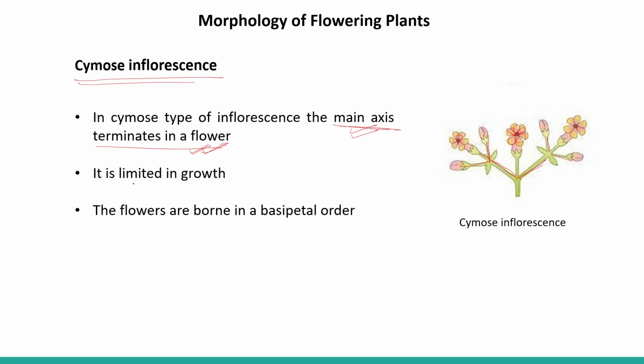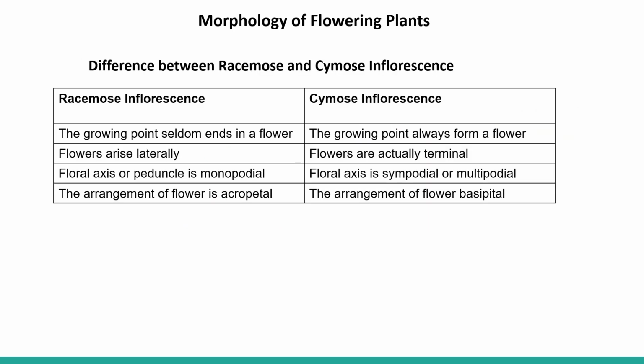So it is limited in growth. It is not growing continuously. The flowers are borne in basipetal order. Here you can see the mature flower is at the tip and the new ones are below, like this. This is the basipetal fashion, just the opposite of racemose inflorescence. So here are some of the differences between racemose and cymose inflorescence.